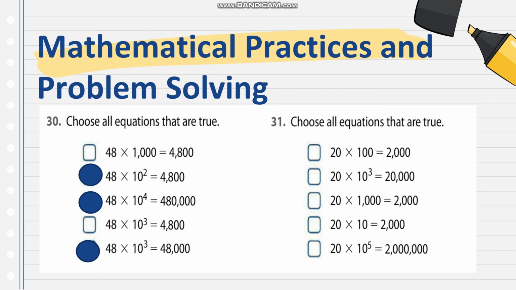Number 31, use all equations that are true. So 20 multiplied by 100 is 2,000 because 20 times 1 is 20. Then you have 2 zeros. That's correct. 20 multiplied by 1,000, so 20 times 1 is 20 plus 3 zeros, so that is not correct. 20 multiplied by 10 is equivalent to 200, not 2,000. And 20 by 10 to the fifth power, so you need to add 5 zeros, then we have 1 zero from 20, and that is correct.